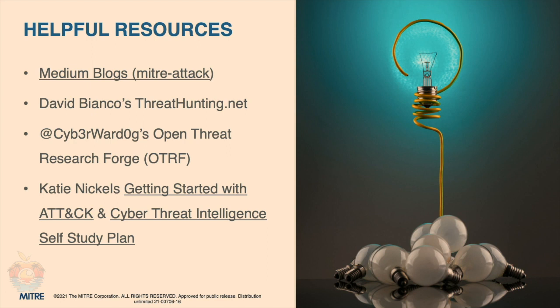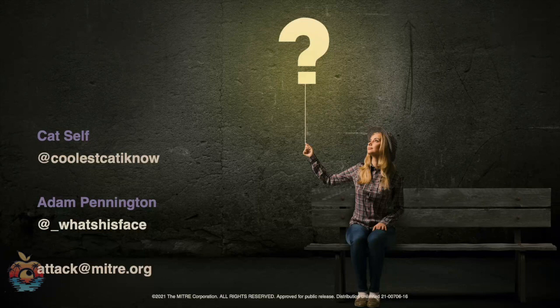So some helpful resources. There are Medium blogs that we put out. Pretty much all the stuff that we publish, we try to always do a blog about it, especially with the release notes. You'll notice that the release notes for this time with macOS will have all the updates and changes that we've made to all the techniques. There are other resources that I've already cited before, like David Bianco's threat hunting blog and the Open Threat Research Forge. Katie Nichols did amazing blogs on mapping to ATT&CK and getting started with it, for those of you that are not familiar with it. And so that brings us to our questions.